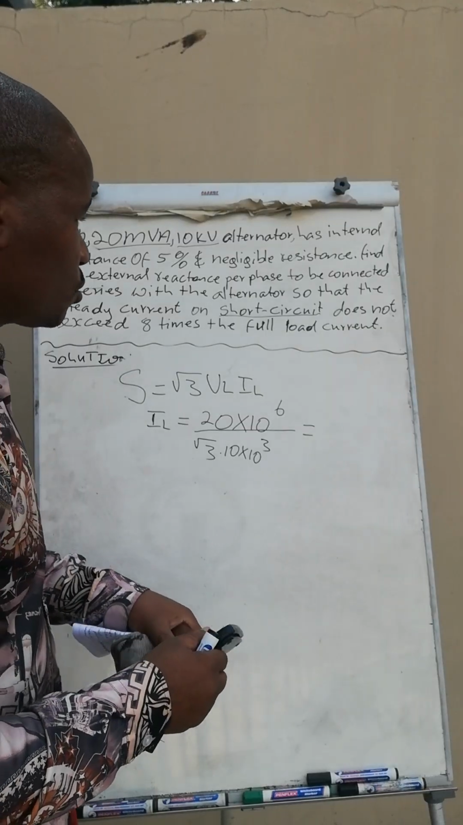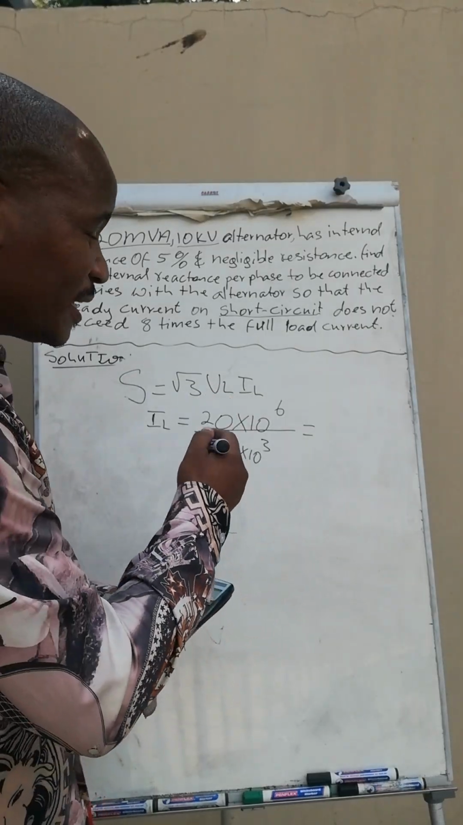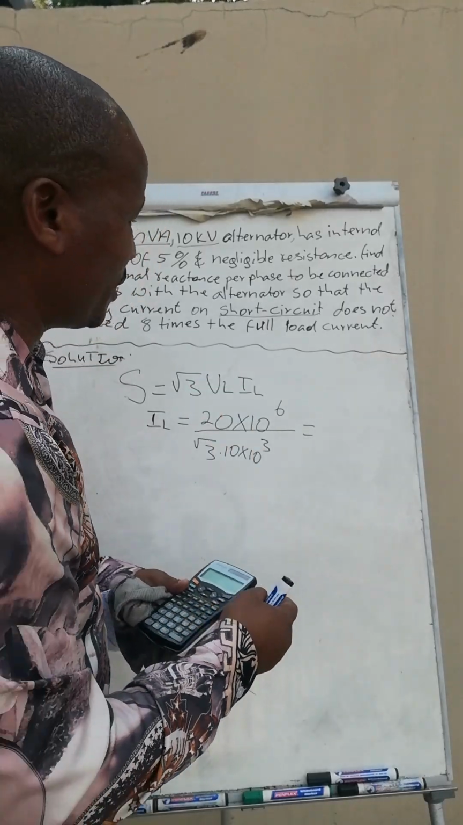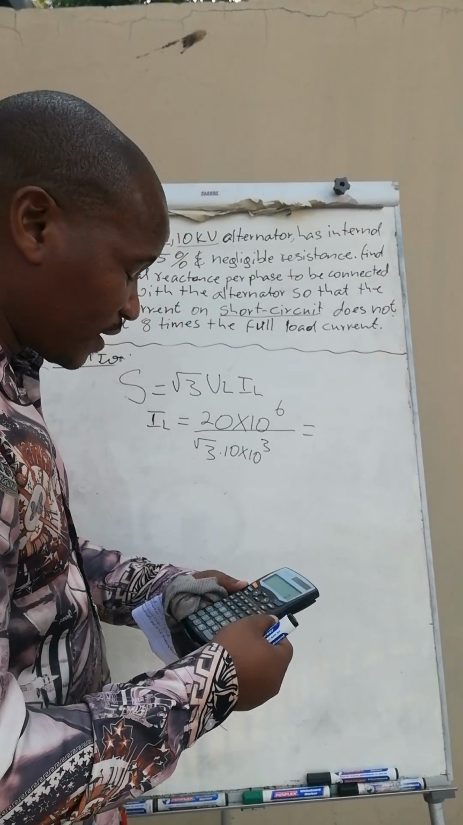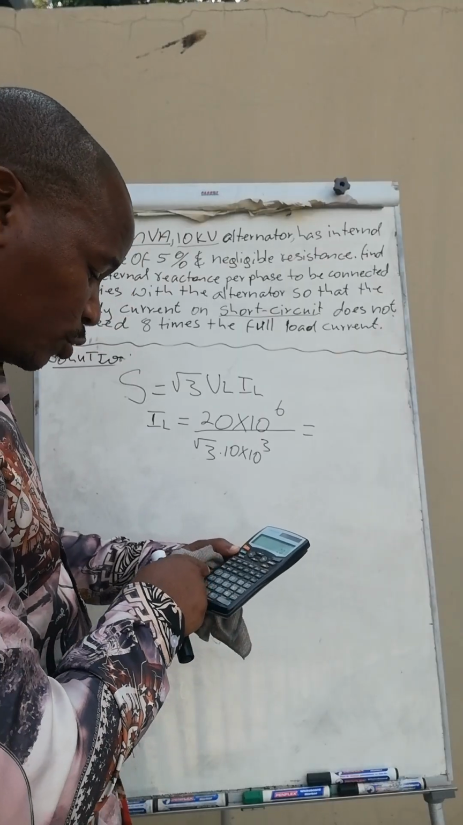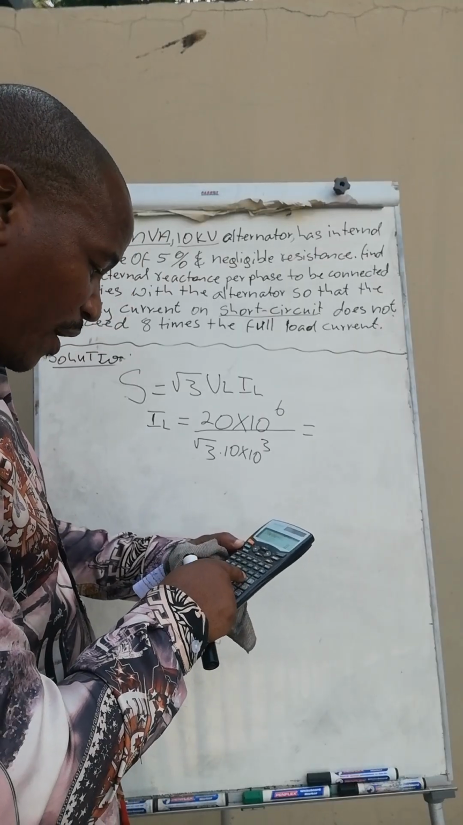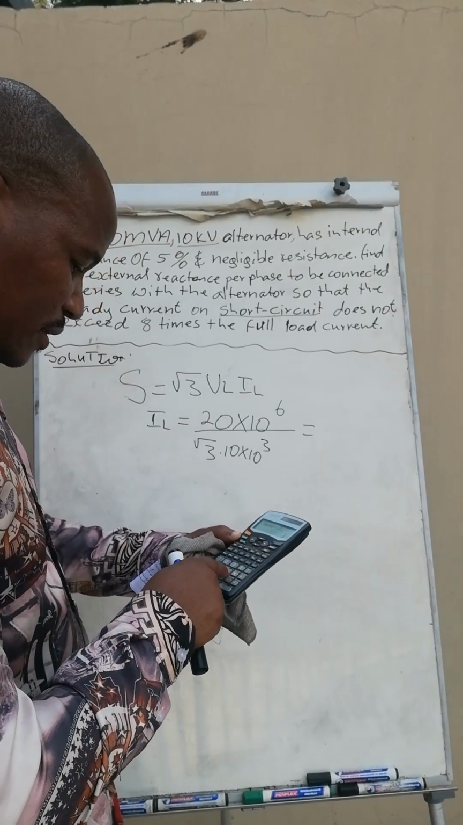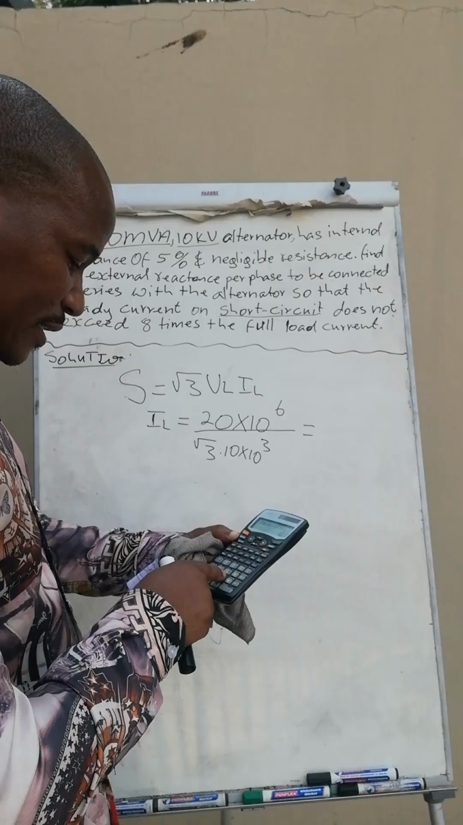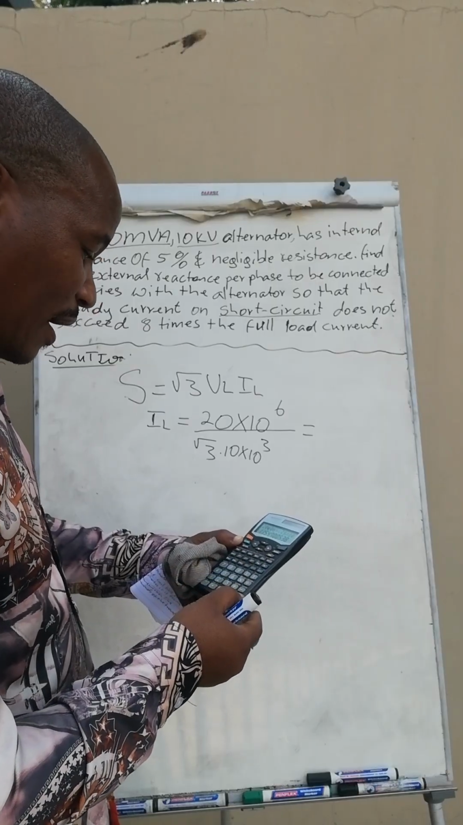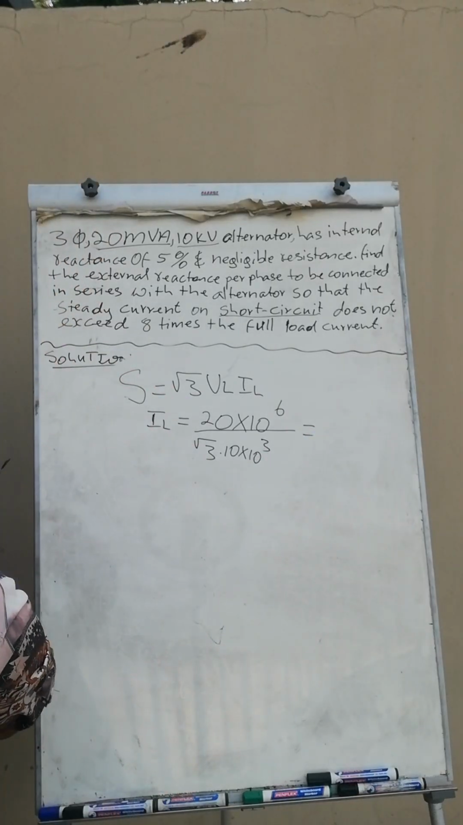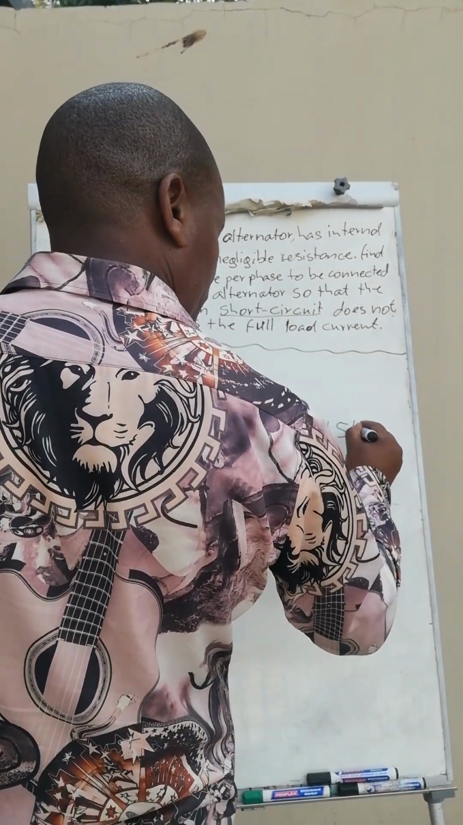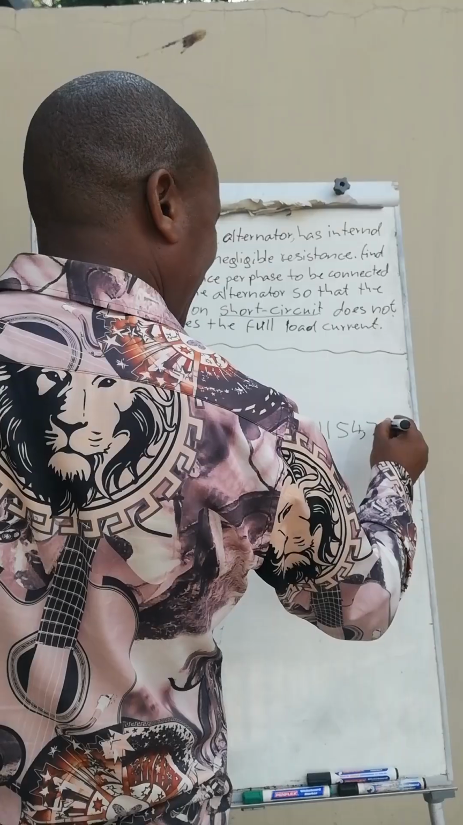Guys, whatever I'm doing, if need be, write it down, because as you can see, I'm not going to have space. By the look of things, it's a very, very long question. It is 20 exponent 6 divided by open brackets, square root 3 times 10 exponent 3, closing brackets. Answer: we've got 1154.7 amps.